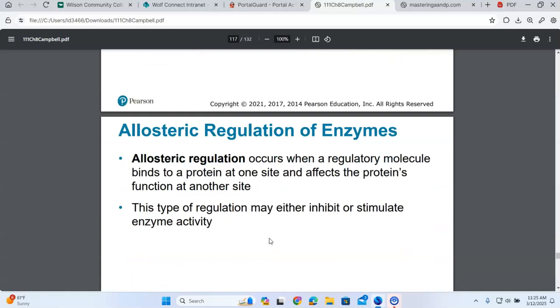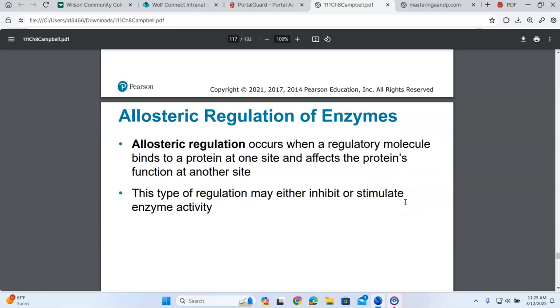Then, just very quickly, we're almost finished, so I'm just going to keep going. Allosteric regulation is when you have a regulatory molecule that binds to a protein at one site and affects its function at another site. So that can cause inhibition or it can cause stimulation of an enzyme. So allosteric is when a molecule binds to a protein at one site and affects the function at another site.